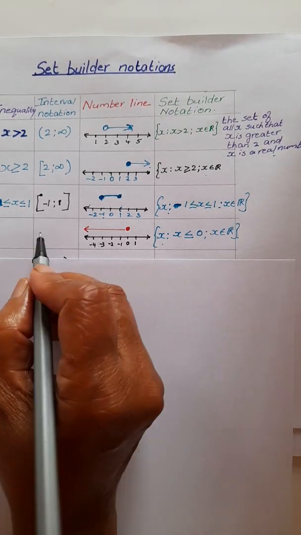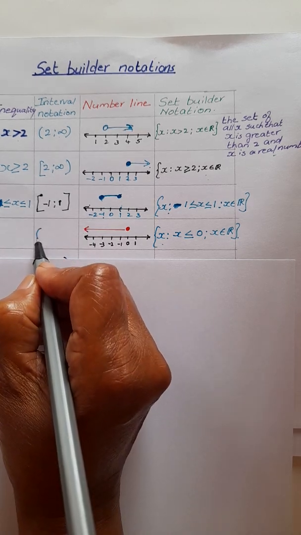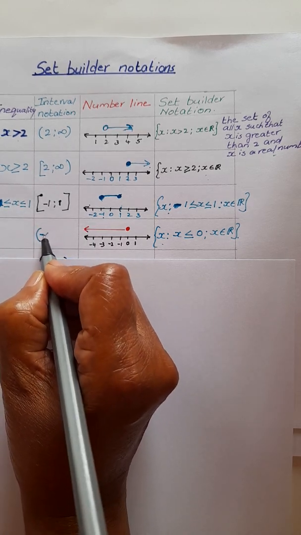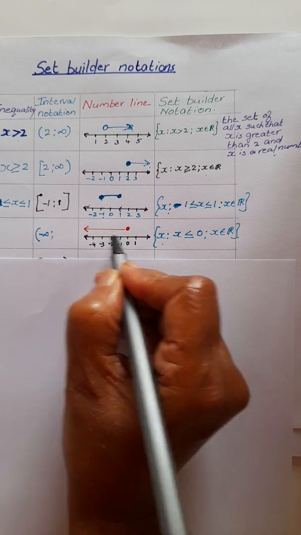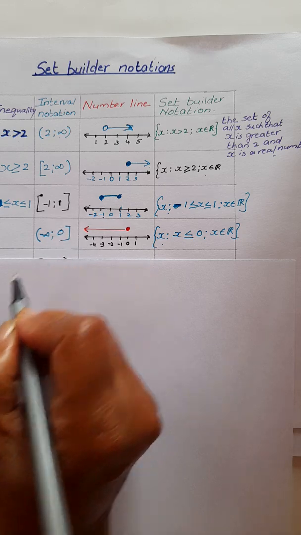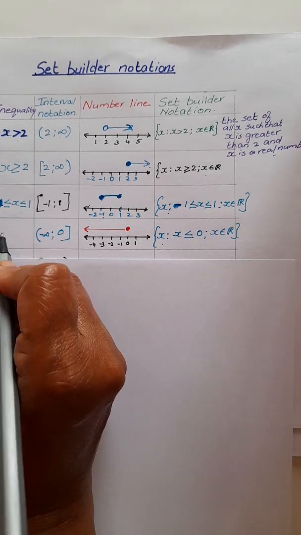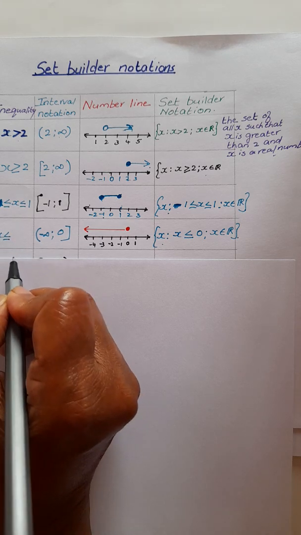Then the interval notation. This side here is open, it goes up to negative infinity, and then this side here is 0, and it is a closed bracket. So we do the same as the inequality here, less than or equal to 0.